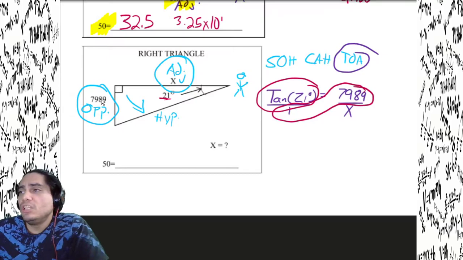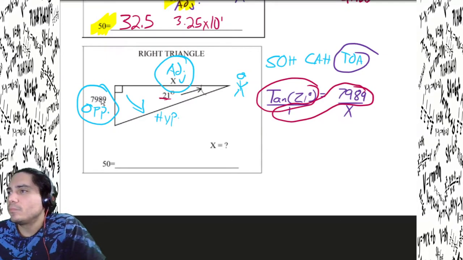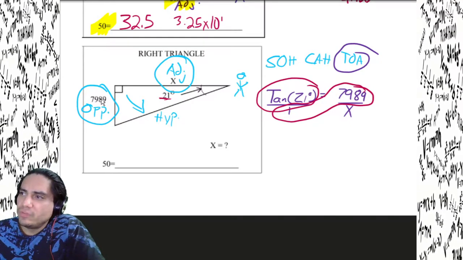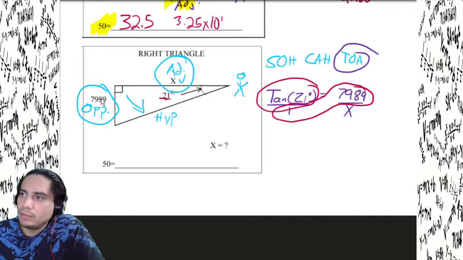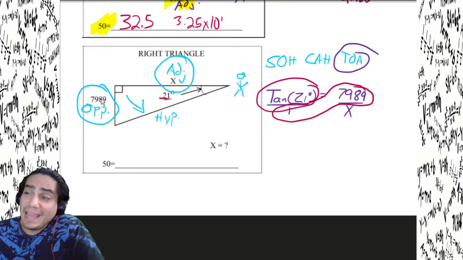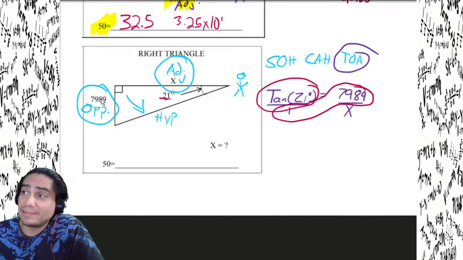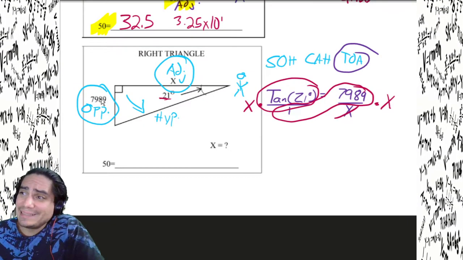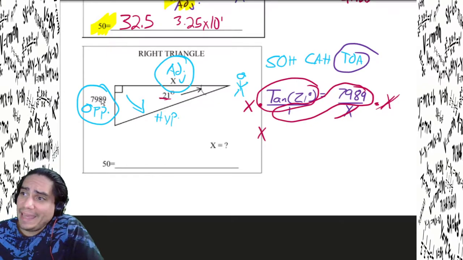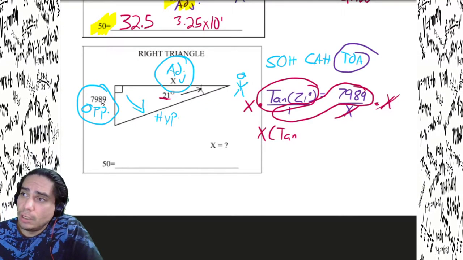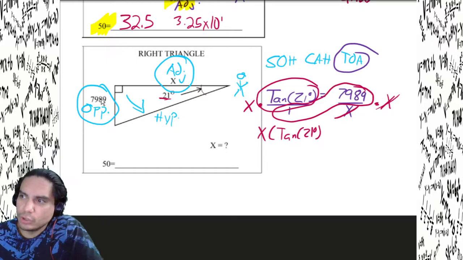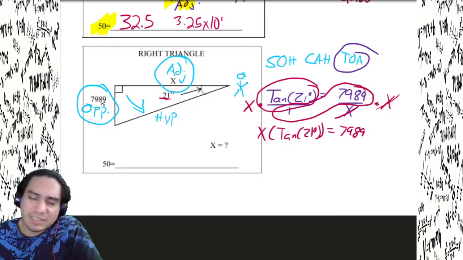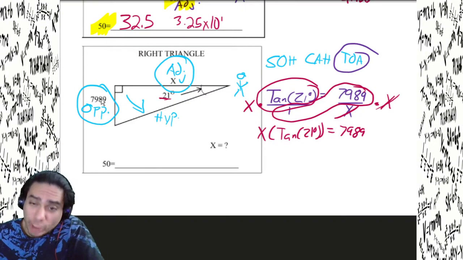So in this problem, we're going to do 7989. If you do the algebra here, we multiply both sides by 7989. Actually, what we should do is multiply both sides by x. So what happens? We multiply both sides by x. The x's cancel, and now we're left with x times the tangent of 21. This is if you were doing some of the algebra. I'm a big fan of algebra. This is how we get good, and we've got to get good.